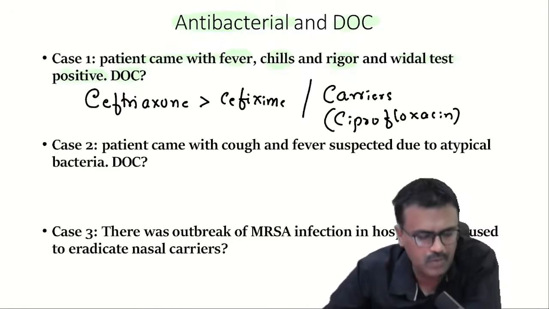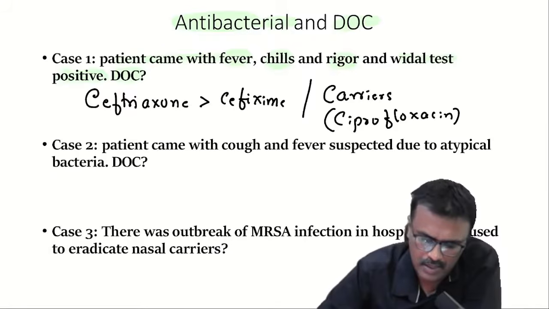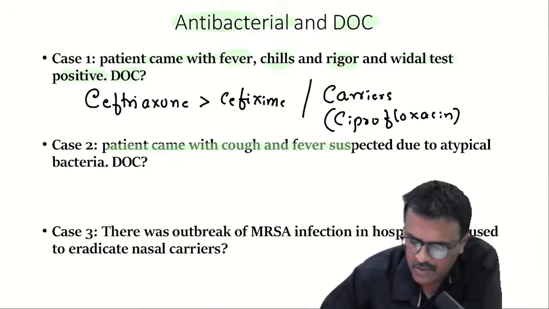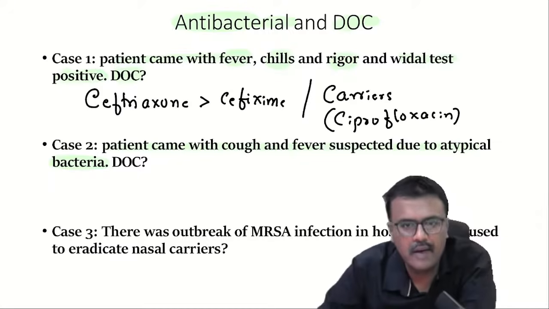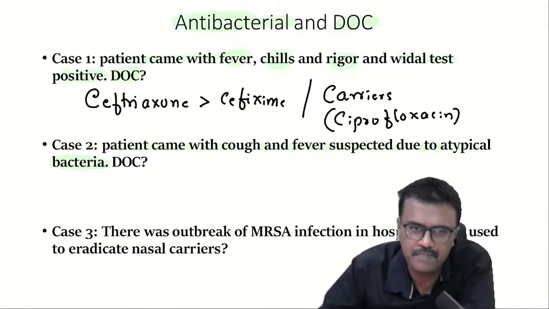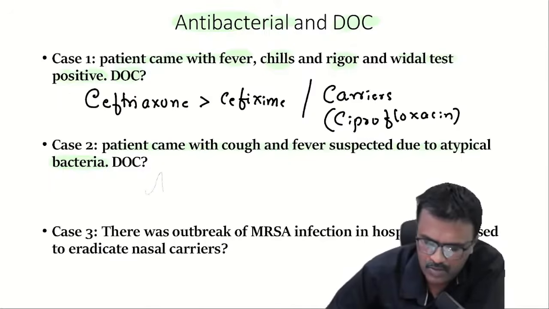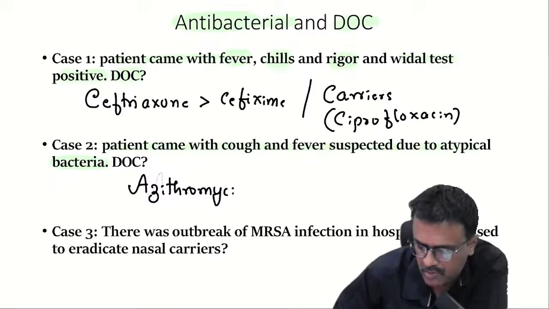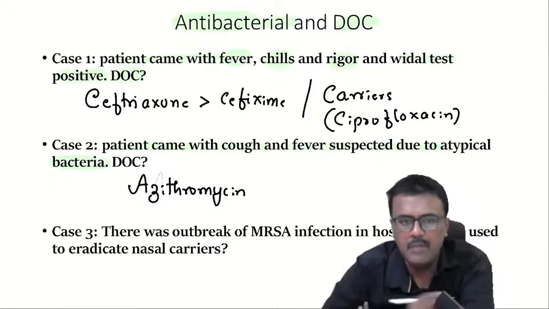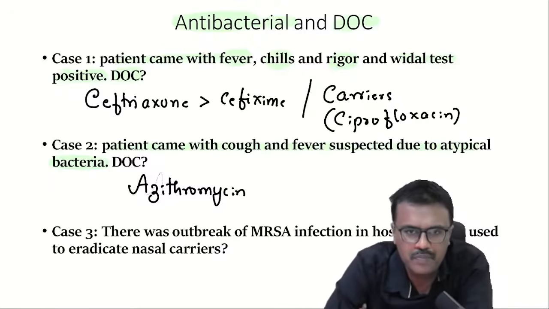We give ciprofloxacin. Then case 2, patient came with cough and fever, suspected atypical bacteria. What are atypical bacteria? They are chlamydia, mycoplasma. For that, the drug of choice would be azithromycin. Will beta-lactams work on atypical bacteria? No. Because, for example, mycoplasma doesn't have a cell wall. Then beta-lactams won't work on this mycoplasma.